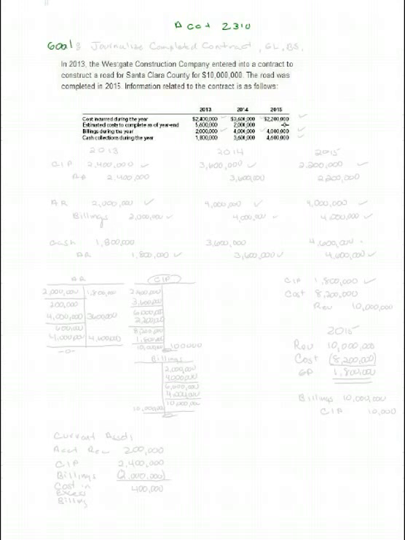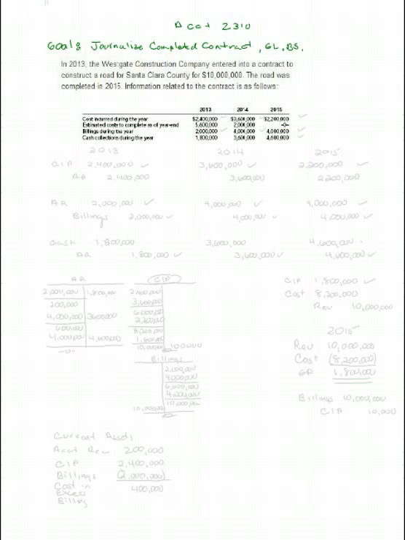I have a goal today, and my last goal on this series of pencasts is to show you how to journalize transactions for the completed contract method of accounting for long-term contracts, show how that looks in the general ledger and on the balance sheet, and do a little bit of a comparison between completed contract and percentage of completion.